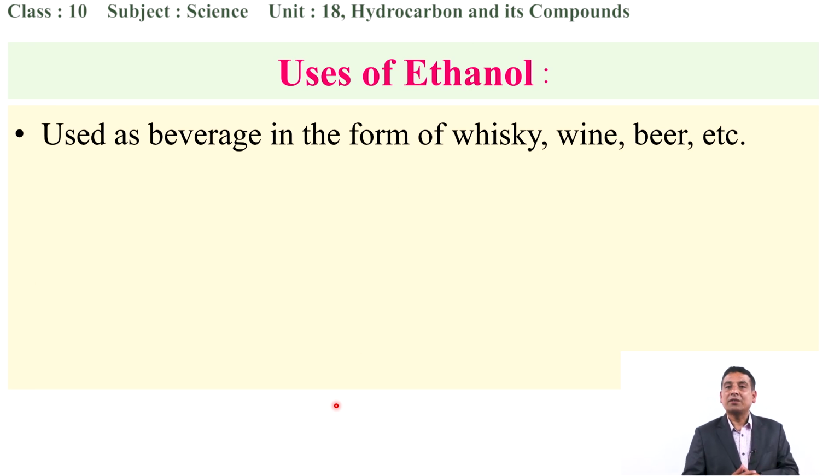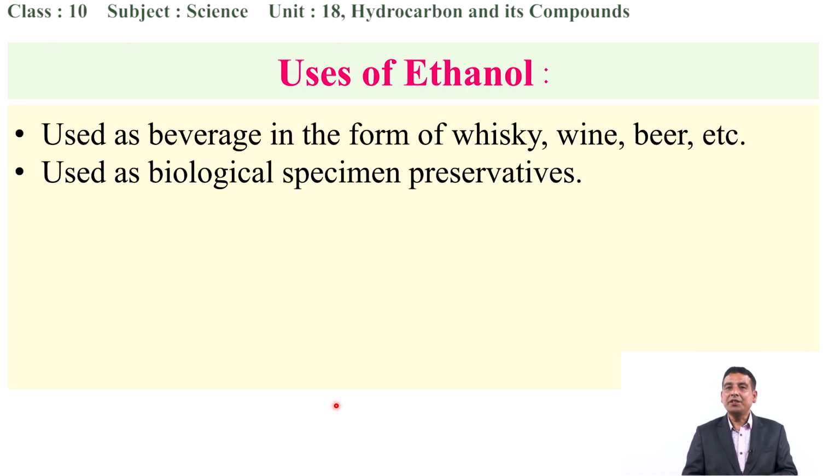Ethanol is used in cold drinks, or as a what? Beverage, in the form of whiskey, wine, or beer. So ethanol can be used as a beverage. Next one is, it is used to preserve biological specimens. Like I have just shown you, to preserve museum specimens, we generally use formalin, but in addition to formalin, we use ethanol as a what? Biological specimen preservative.